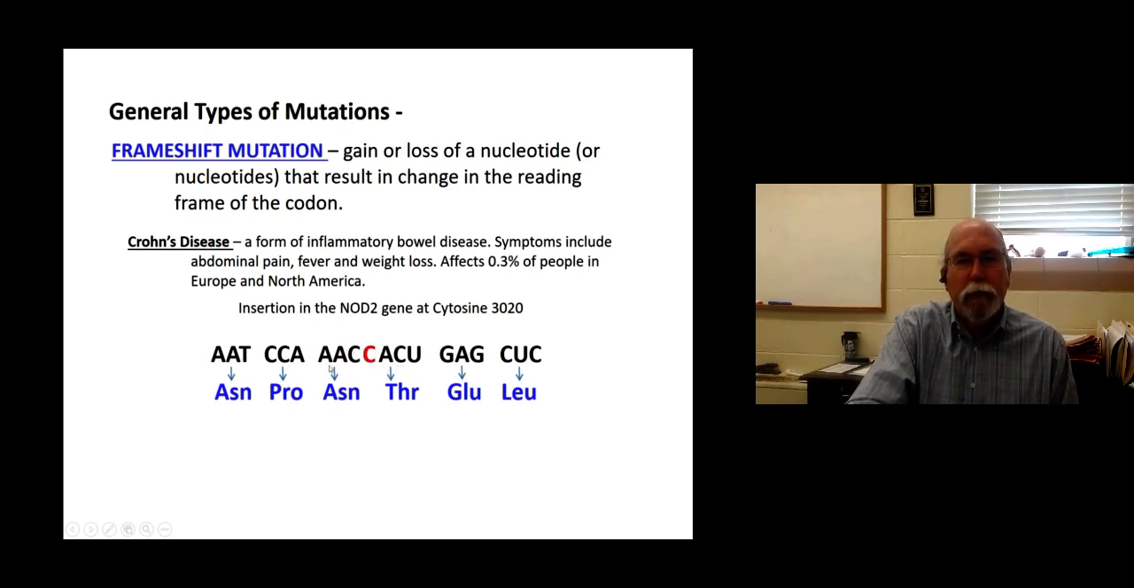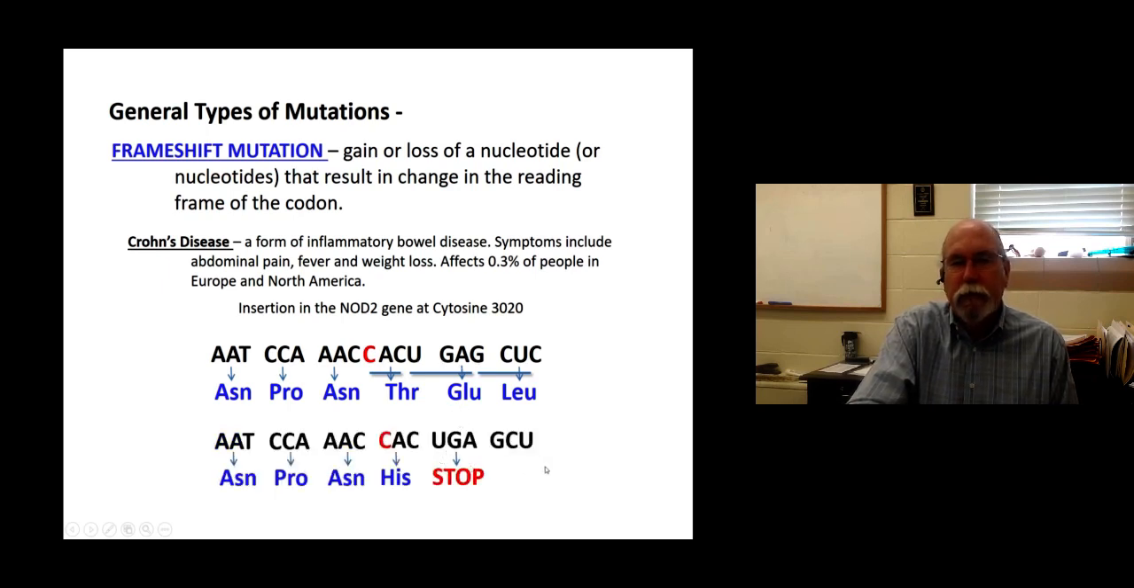We read codons as codons, so that's three letters, AAC, and then we should be picking up ACU, but we're not. We're picking up a CAC now, and then we're shifting this UGA over. Uh-oh, think about what we just did. We picked up a CAC, and now instead of having GAG, we have UGA, and I think most of us recognize that UGA is a stop codon, right?